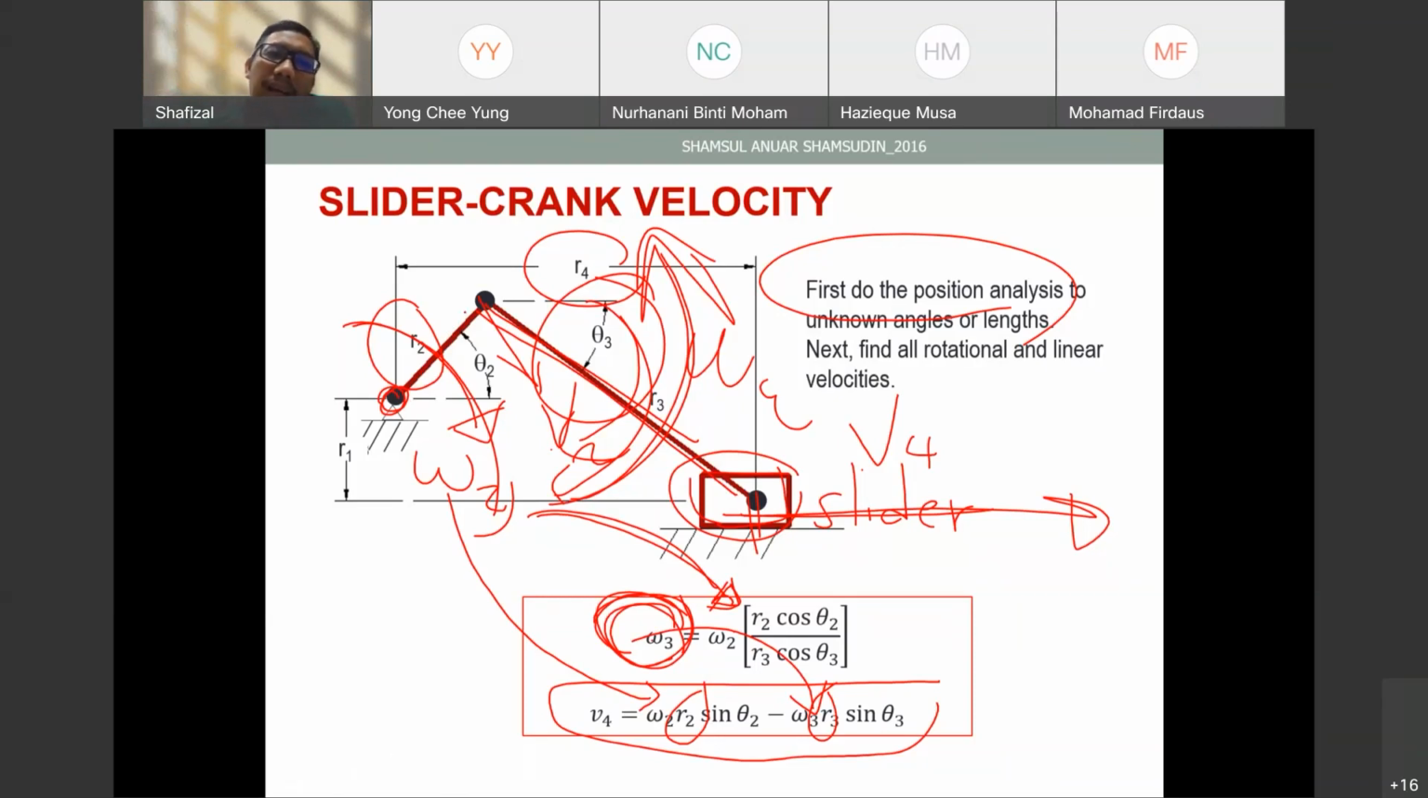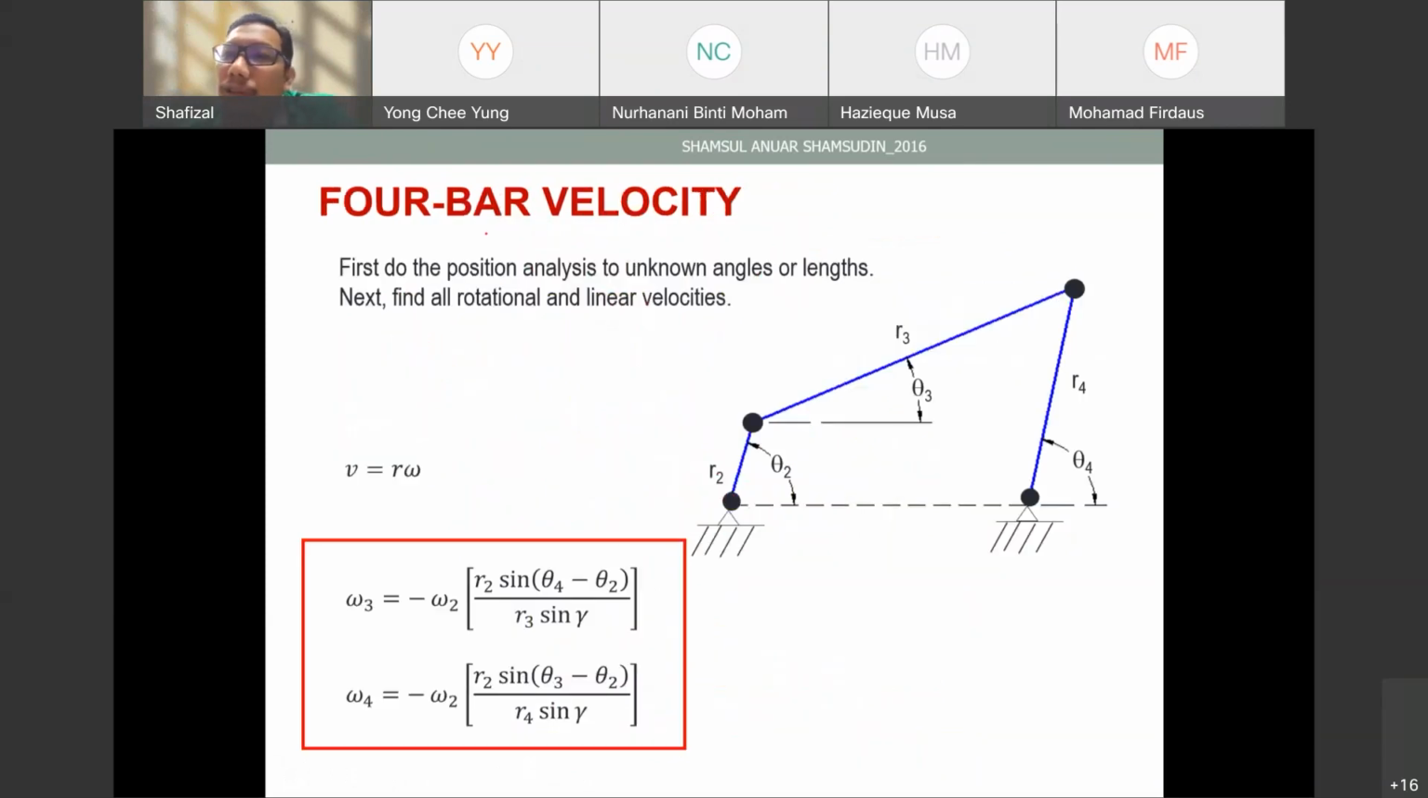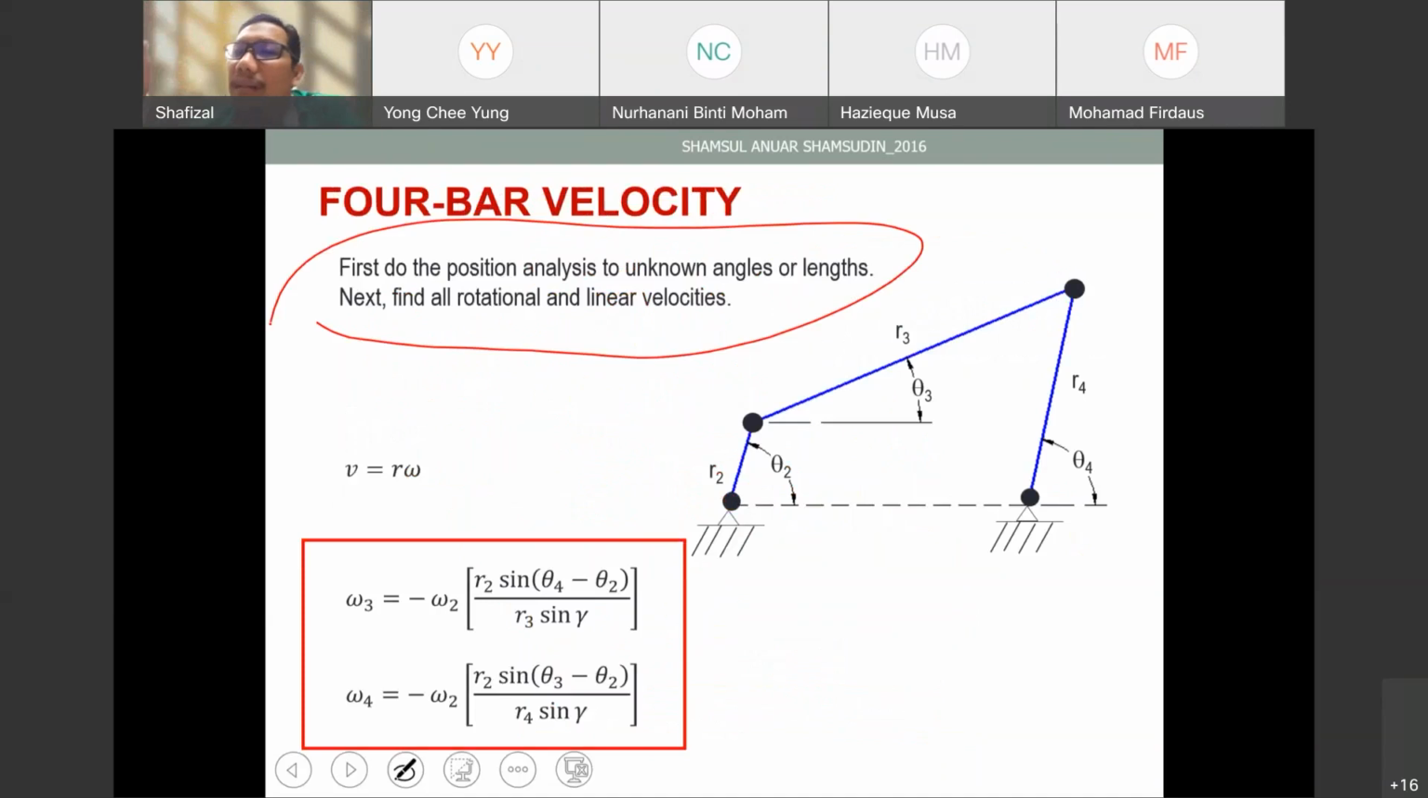For the 4 bar, okay, the next one is 4 bar. So 4 bar is also similar, almost the same, on the condition that we also do the analysis to find all the unknowns, as well as the unknown angles and lengths. Then only can we use this equation, this omega 3 and omega 4. So once we have omega 3 and omega 4, what do we look for? Because we want to find the value of, let's say, this one here. We can use these equations. So this is the main equation.